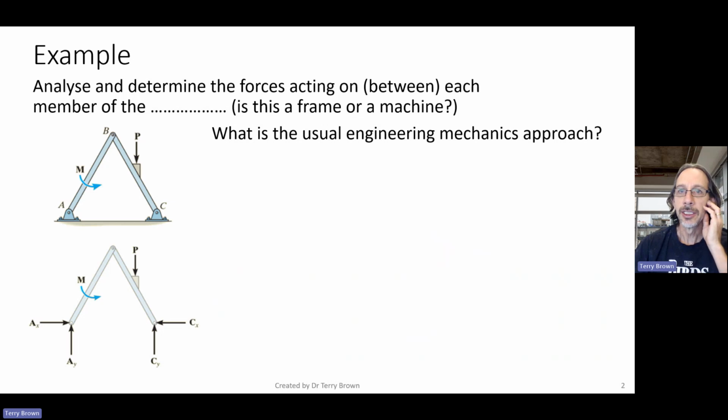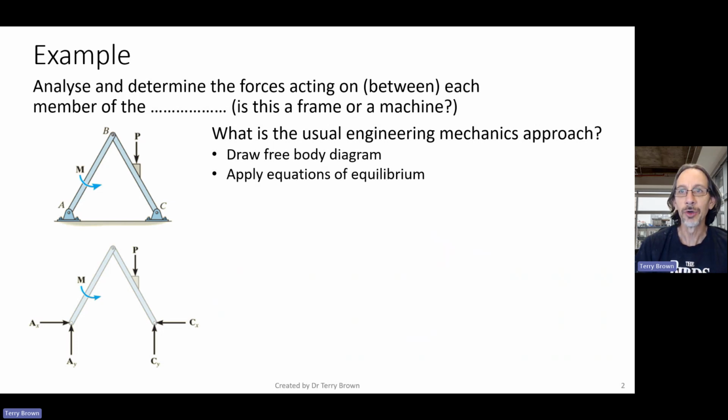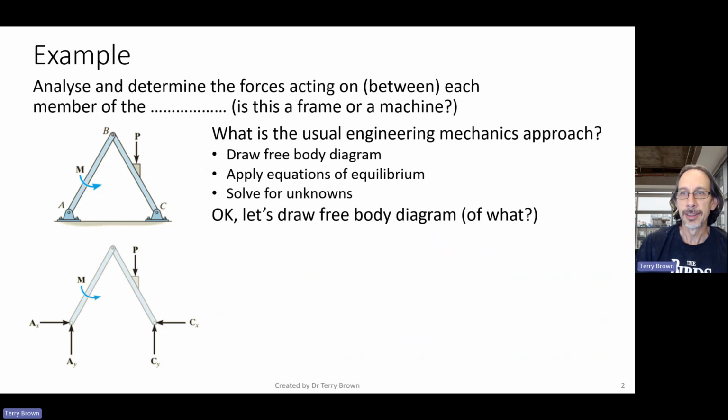So in analyzing something like this, what's the usual engineering mechanics approach? So far, you should have done introductory rigid body equilibrium and should be used to dealing with just a single body, drawing free body diagrams and applying the equations of equilibrium. So that's what we're going to do here. We're going to ignore the fact that it's a frame or a machine to start with and just draw a free body diagram of the whole thing, apply the equations of equilibrium, and solve for our unknowns.